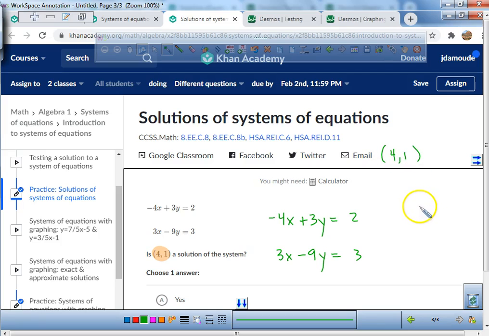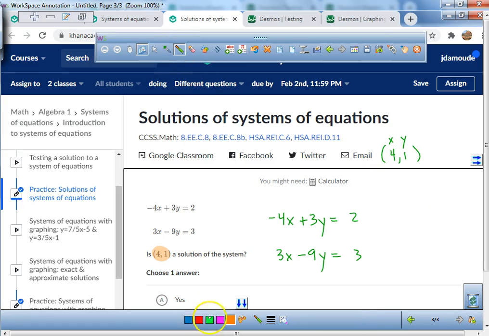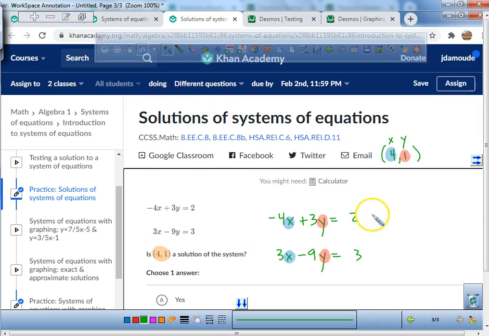Now the only way it works is if it works in both equations. So I'm going to take my x value and plug it in for x, and take my y value and plug it in for y. So I'm taking this 4 and plugging it in for x, and this 1 and plugging it in for y. So here's what it would look like. I'm going to multiply this by a 4, and multiply this by a 1.